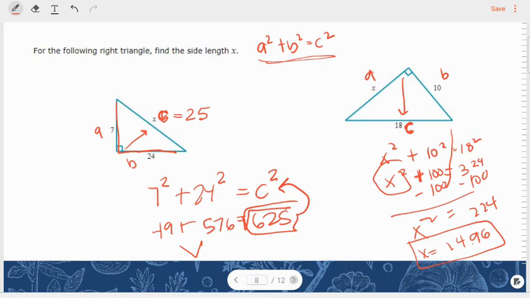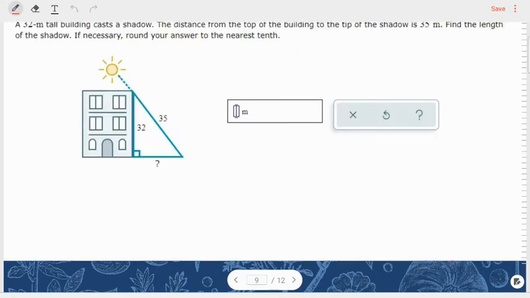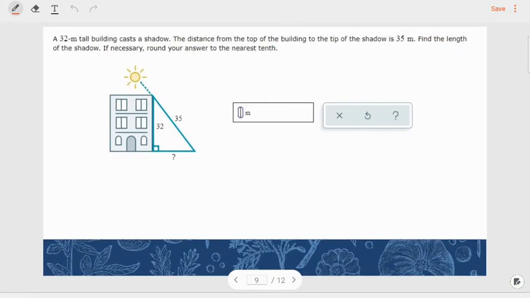All right. Last couple problems, so let's put this one into context. It says I've got a 32-foot tall building, and it casts a shadow. So here's its shadow down here. The sun hits the roof and makes that shadow. The distance from the tip of the roof to the tip of the shadow is 35. I'm going to find my last side length.